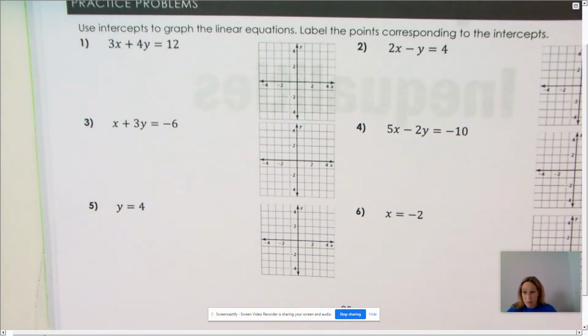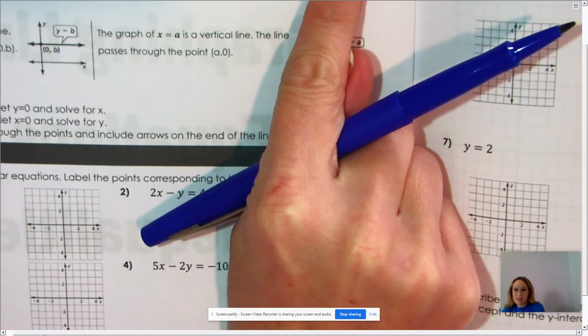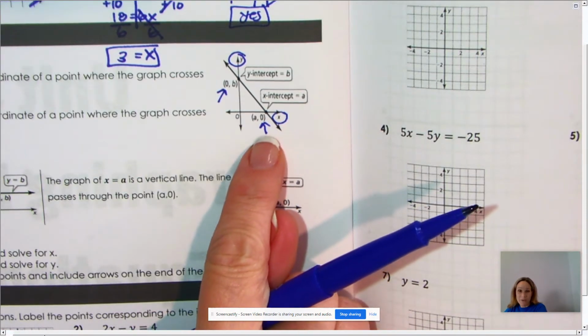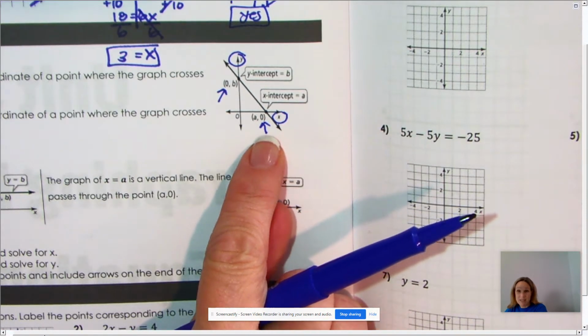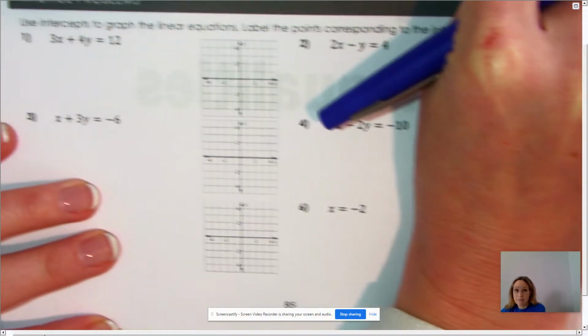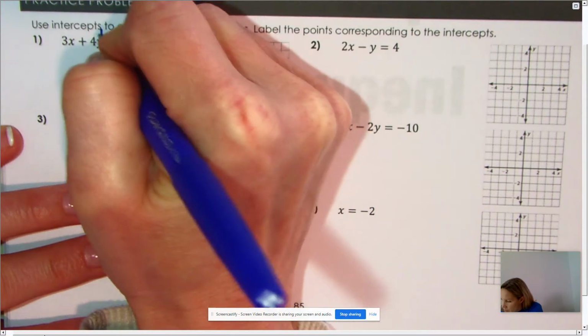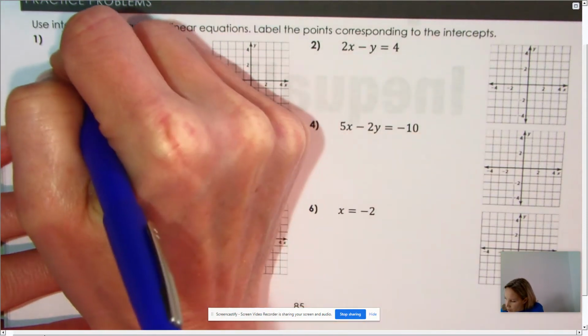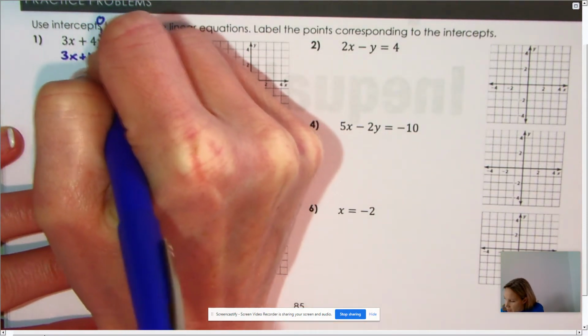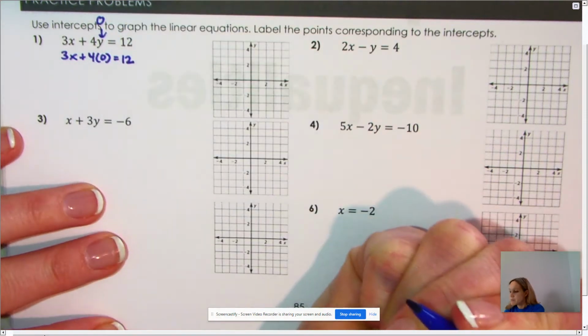Do you remember I showed you that in order to find the x-intercept, the value of y was 0. That's a super easy point to plug in. So I'm going to plug in a 0 for y. Okay, so I'm going to put a 0 right there. And so I'm going to say 3x plus 4 times 0 equals 12.